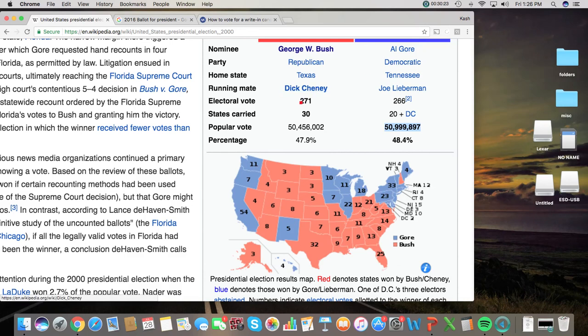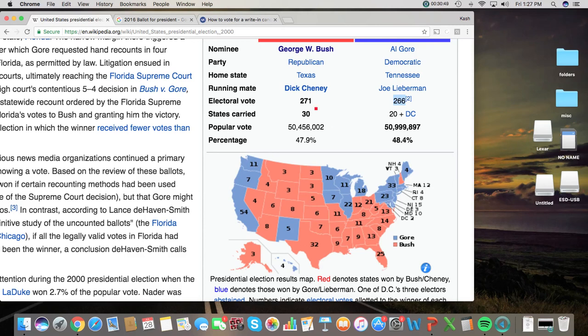So here's the tally, right? 271, 266. Now you can see from this map that Florida is red, so it went to Bush. But let's try to get to the night of 2000, the point at which we have no idea who was going to win Florida. So let's subtract Florida from the winner so that we know what the election looked like right before Florida.